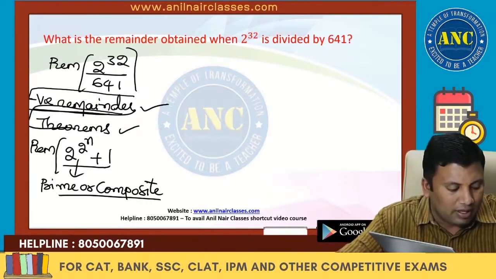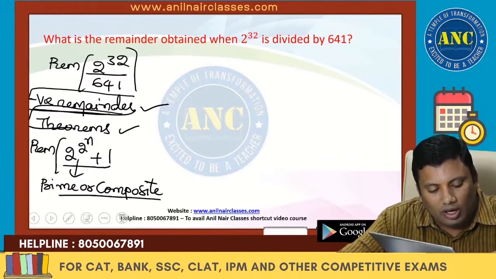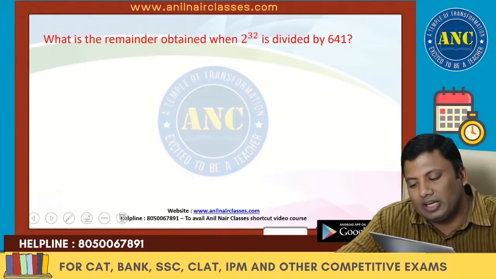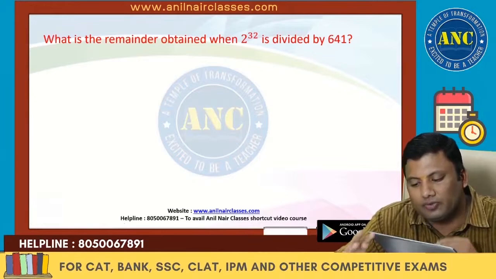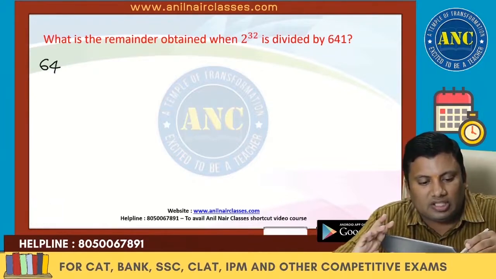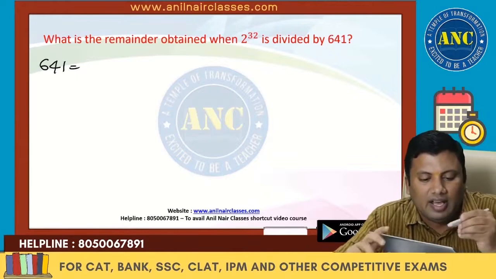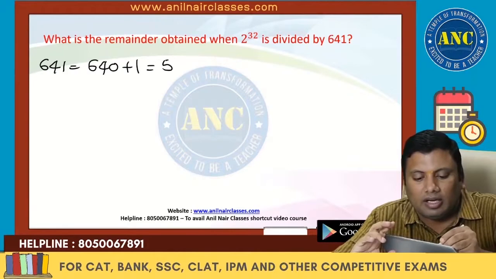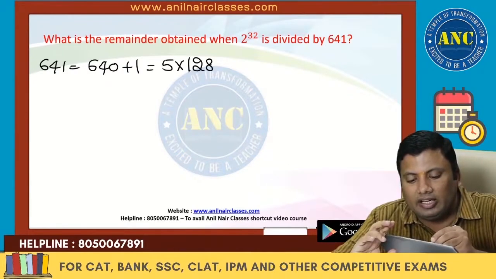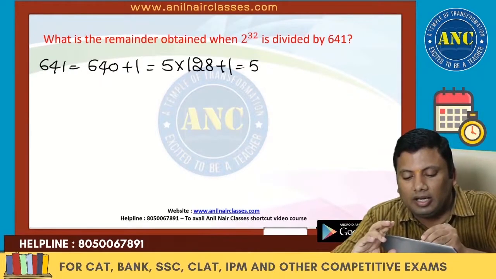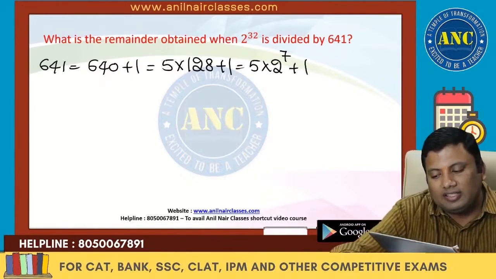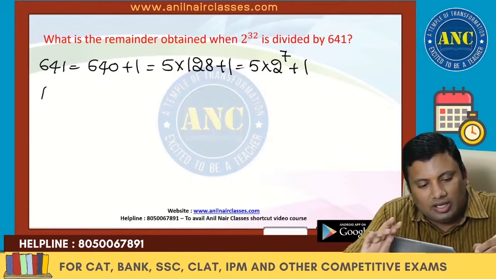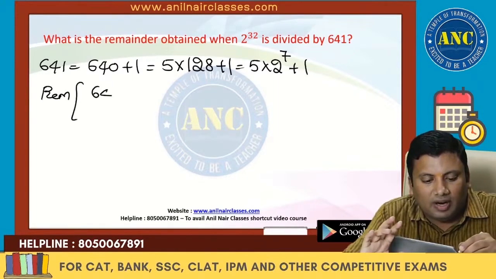Now see, how am I going to solve this question? What is the remainder when 2 power 32 is divided by 641? There is a speciality with respect to 641. It is nothing but 640 plus 1. That is 5 into 128 plus 1, which is 5 into 2 power 7 plus 1. 128 into 5 is 640, plus 1. Now see here: remainder when 640 is divided by 641.